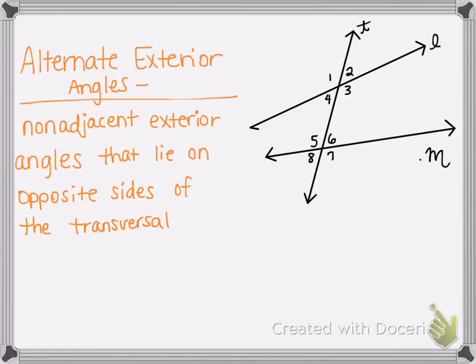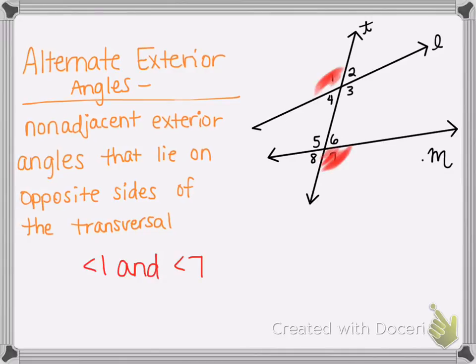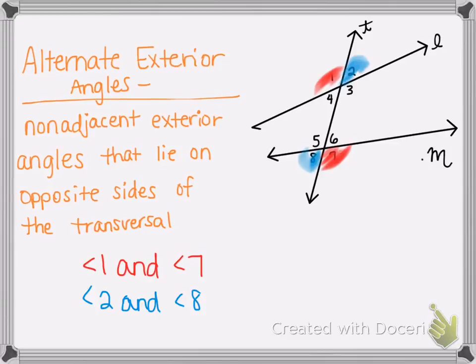And then we have alternate exterior angles. Okay, so these are non-adjacent exterior angles that lie on opposite sides of the transversal. So, like you had alternate interior angles, well, think that same concept, but now comparing your outside angles. So the first one you have is 1 and 7, and then the second one that you have is 2 and 8. Okay, I don't have an example for you for this because you're just literally looking at a figure and identifying which angle pair it is.